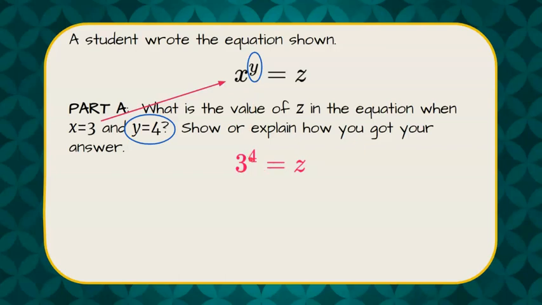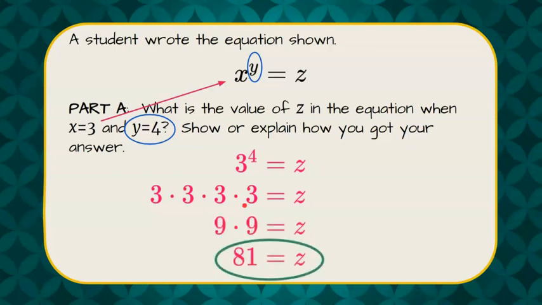So 3 to the 4th, this power means take the base 3 and repeatedly multiply it by itself 4 times. So 3 times 3 is 9, times another 3 times 3, 9 times 9, and then you get 81. So z is equal to 81.